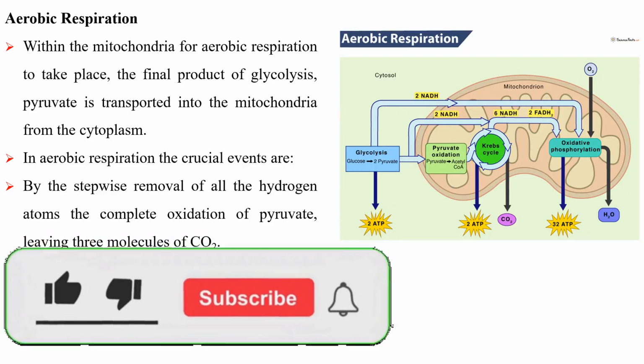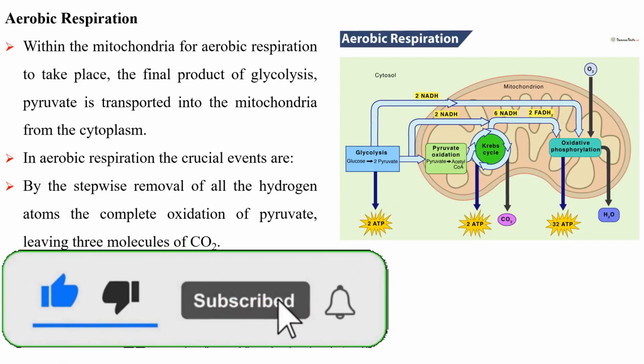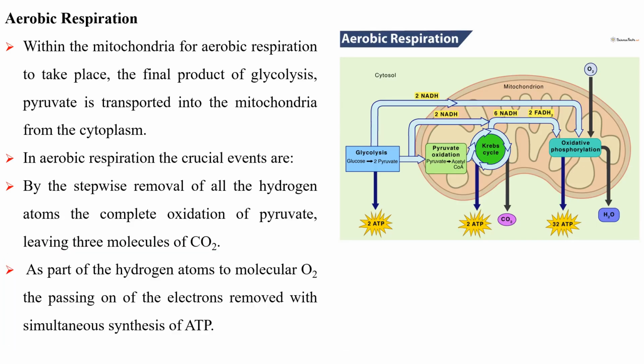Aerobic respiration. Within the mitochondria, for aerobic respiration to take place, the final product of glycolysis, pyruvate, is transported from the cytoplasm into the mitochondria. In aerobic respiration, the crucial events are the stepwise removal of all the hydrogen atoms, the complete oxidation of pyruvate, leaving 3 molecules of carbon dioxide, and the passing on of the electrons removed as part of the hydrogen atoms to molecular oxygen, with simultaneous synthesis of ATP.